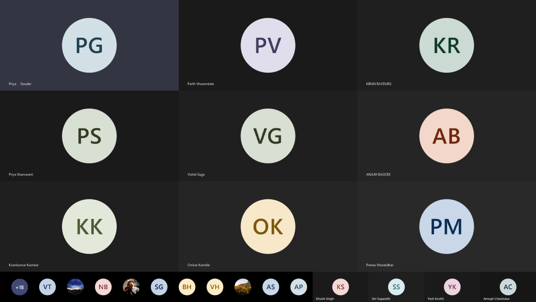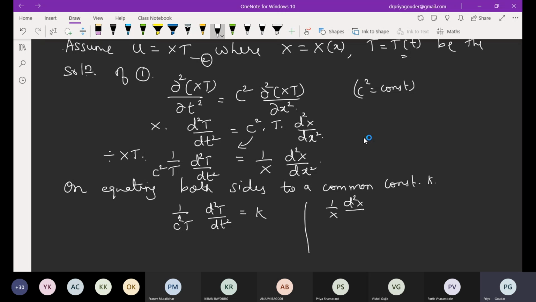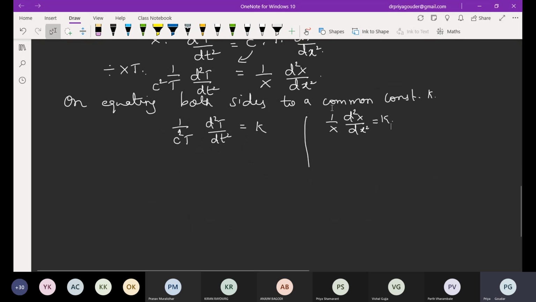Yes, let us continue. Hope the screen is visible. Equating both sides to a common constant k. So (1/(c² T)) d²T/dt² is equal to k, and here also (1/X) d²X/dx² is equal to the same constant k. Now let us solve one by one.